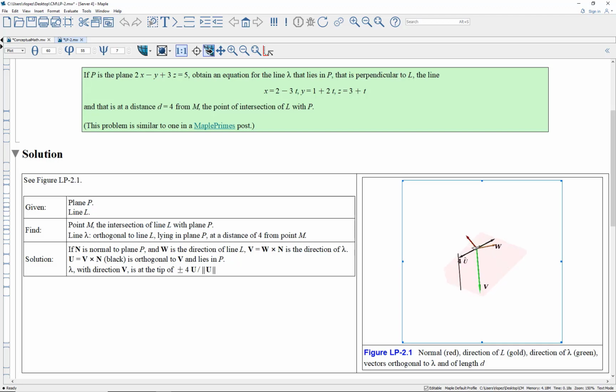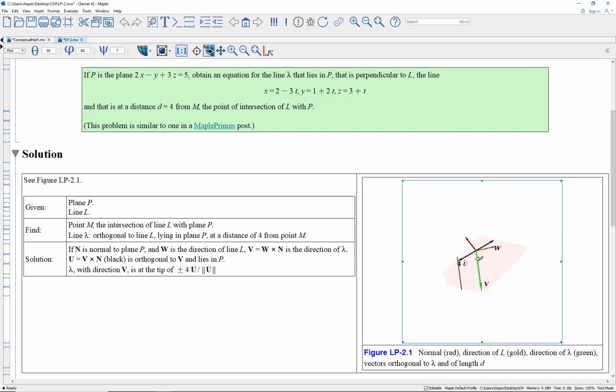We have the normal to the plane. From that normal and this vector W, we can, by cross product, get this direction V. V will necessarily lie in the plane. From N and V, cross product, we can get U. It will lie in the plane. This point here is the point of intersection of the line L with the plane.